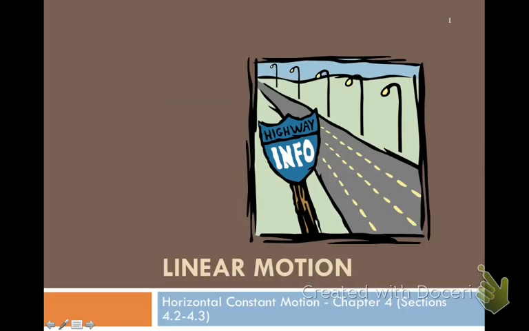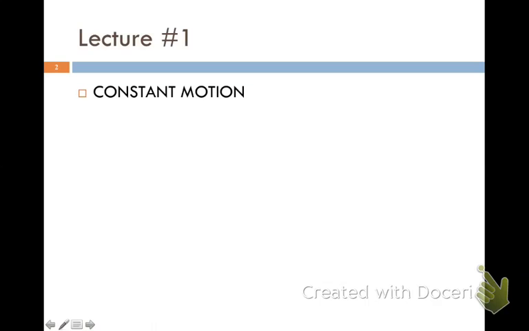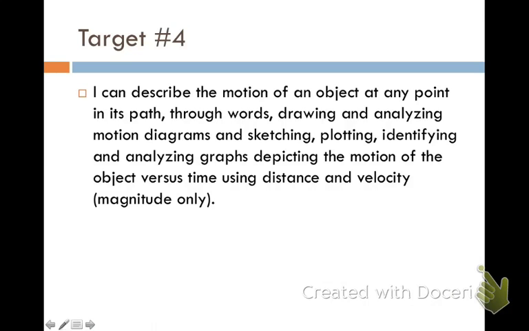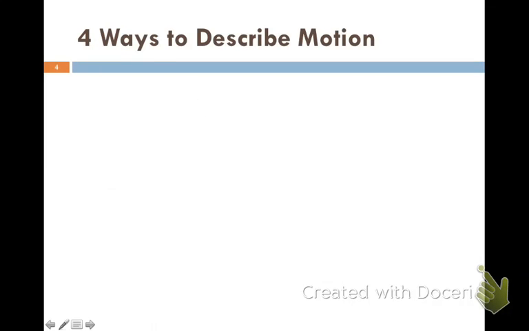So we're going to be starting the second part of Unit 1, and it's going to be on linear motion, most specifically for this unit, constant motion. So here's target 4. You guys can look at the whole thing in your packet, and I'll be posting it in class, but I'm actually going to skip ahead to this slide, and this is really going to be breaking down target 4 in a way that's a little bit easier to understand, and that is that there are 4 main ways to describe motion.